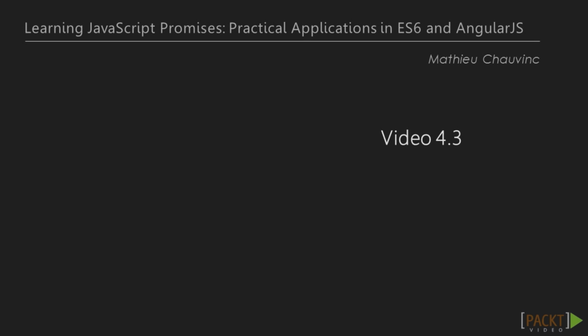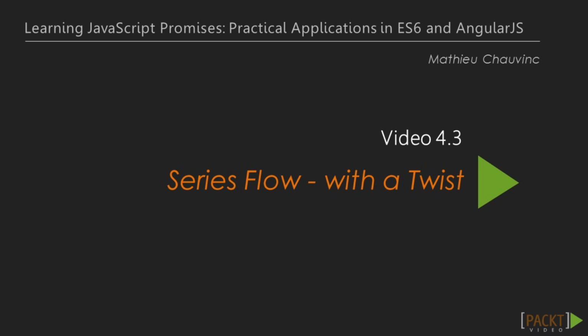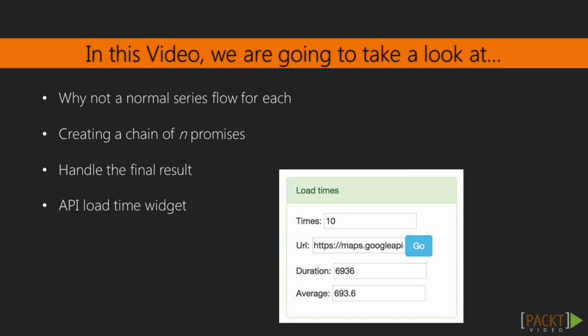Welcome to the third video of the section. In section 3, you have used a fair amount of series flow and should be quite comfortable with that right now. So instead of talking about a normal series flow, we will add a twist to it. The twist will be that we will run a number of API calls which isn't defined from the start and that the user can change.